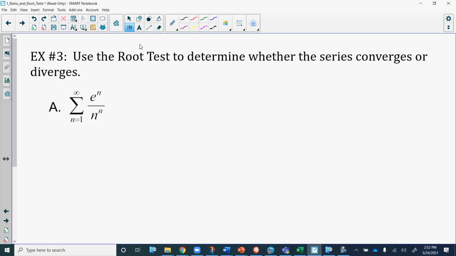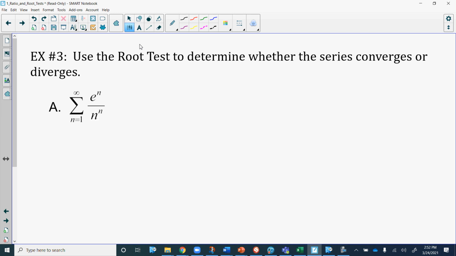But let's take a look. Here we have e to the power of n over n to the power of n. Since both the numerator and the denominator, even though they're different bases, are raised to the same exponent of n, rather than a number like we might look at for the power series, this is a good candidate for when we want to use the root test.